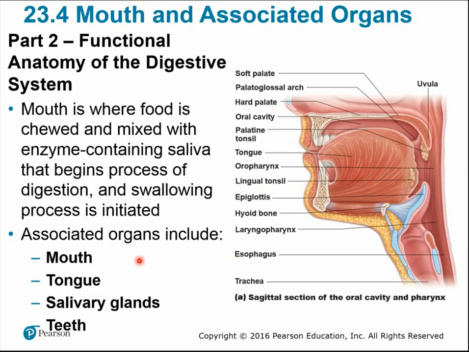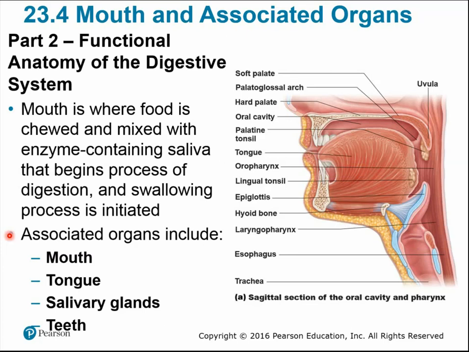Alright, so now we'll look at some functional anatomy of the digestive system, kind of starting at the beginning of the GI tract all the way to the end. Right? So starting with the mouth. So the mouth is where food is going to be ingested and introduced to the GI tract.